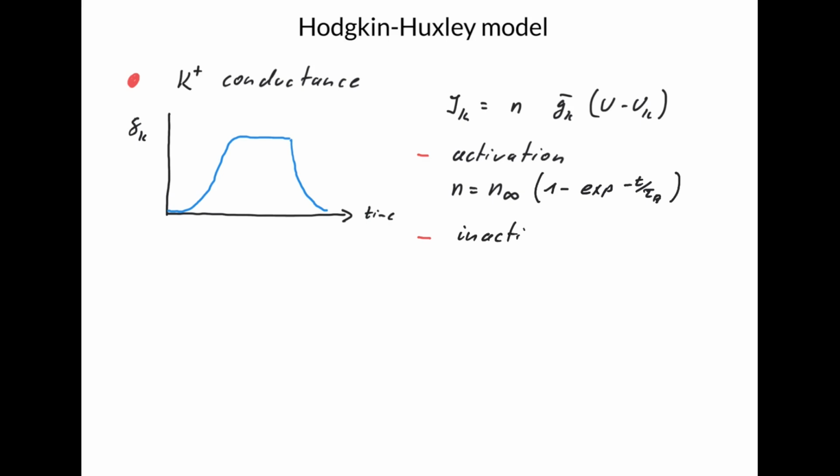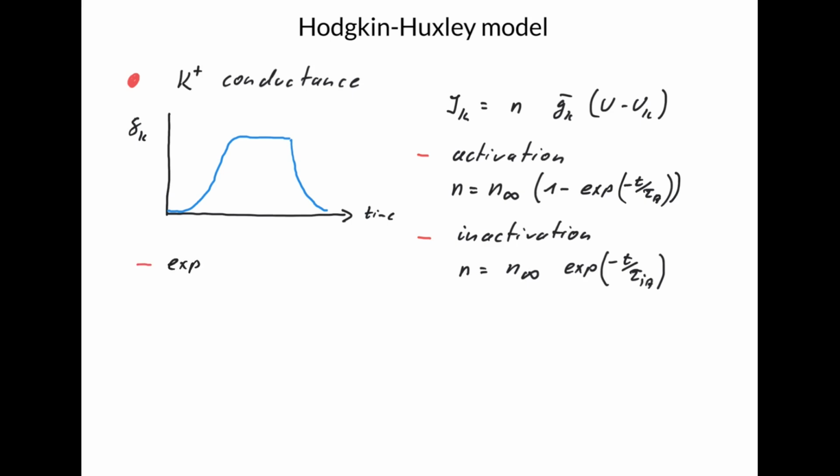The same also holds for the inactivation. So the n for the inactivation would be n infinity times e to the power minus t divided by tau inactivation.